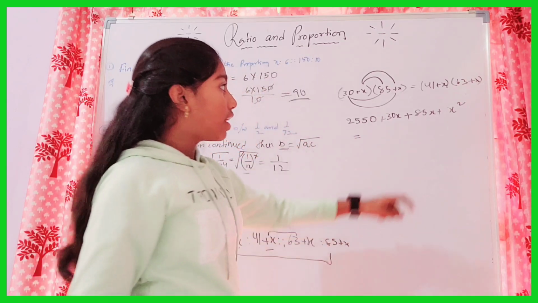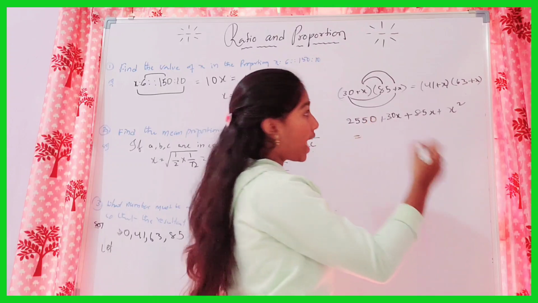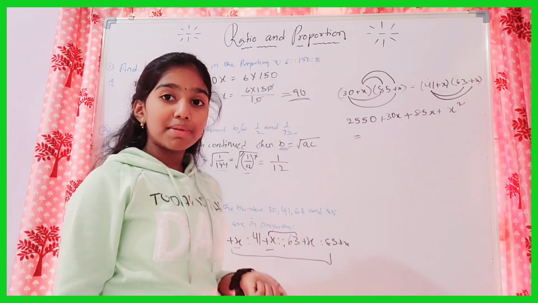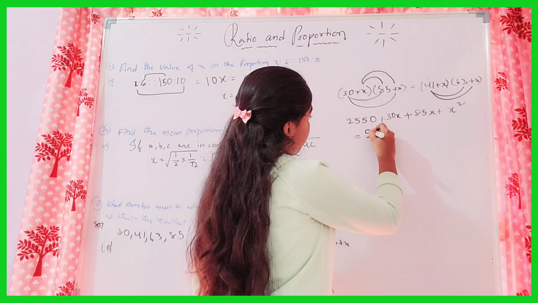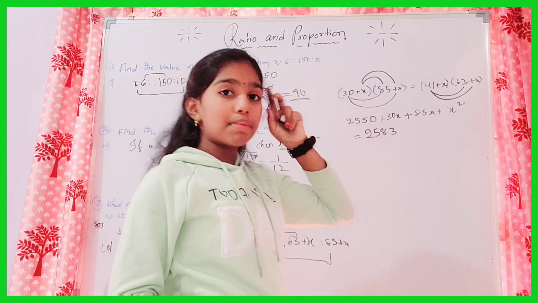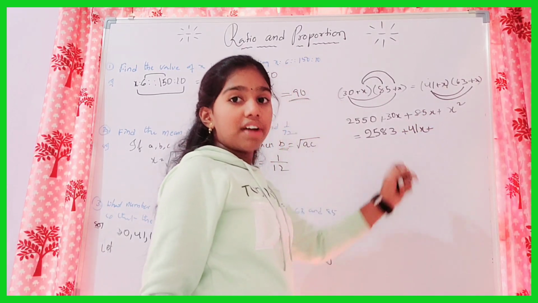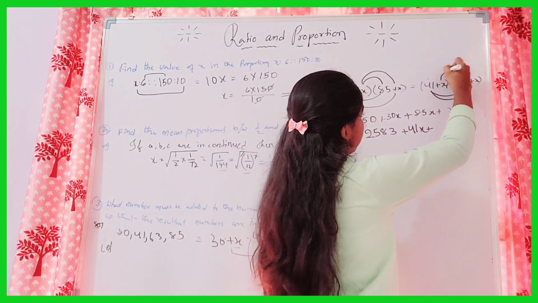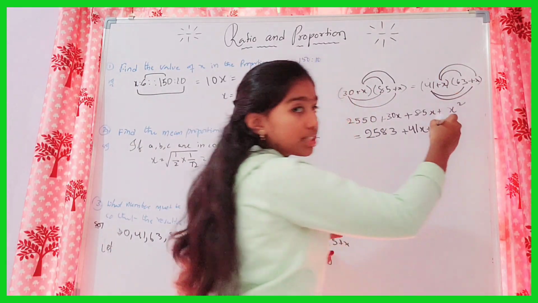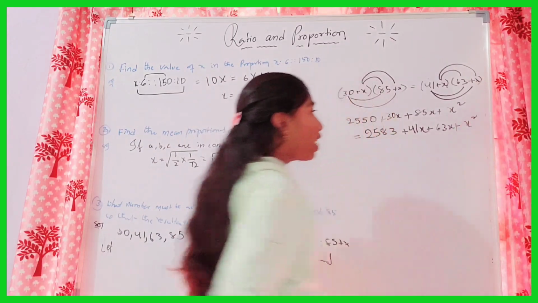Now on the next side, 41 plus x into 63 plus x. 41 is multiplying 63 and x also. 41 multiplied by 63 is 2583. Then 41 multiplied with x is 41x. Now 41 is over and the next number is x. x is multiplied with 63 and with x also. x into 63 is 63x, plus x into x is x square.